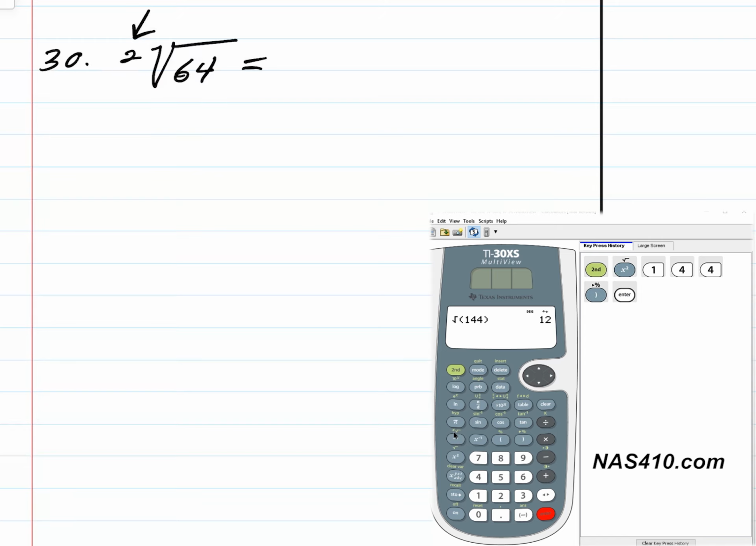Okay, number 30, pretty simple, right? I try to trick you, but I'm sure you all figured it out. This is just a square root, okay? Normally you don't see that, but all this means is square root. And so the square root of 64 is 8.